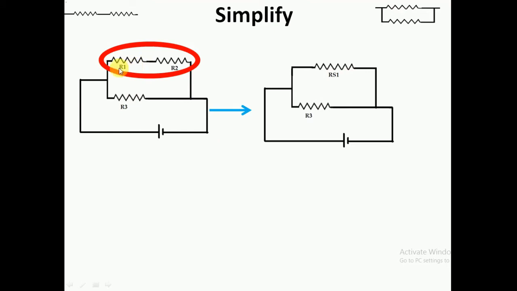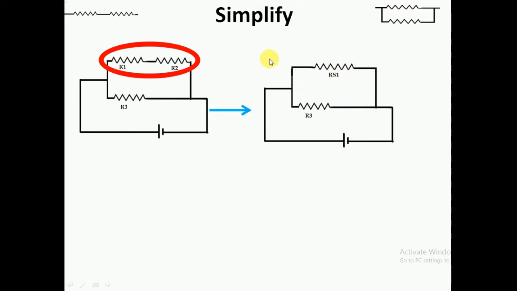Instead of R1 and R2, which are in series combination, I have replaced them by R series 1. I'm giving the name, this is the first series, so that's why R series 1. It should be a subscript, but I could not write it here, so you write it as R small s small 1, like this.